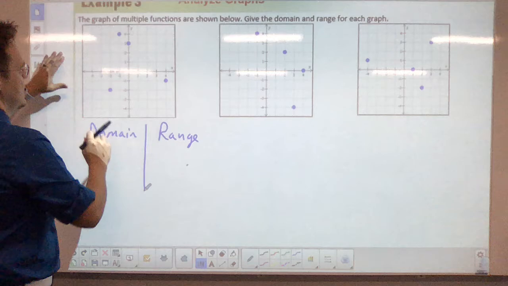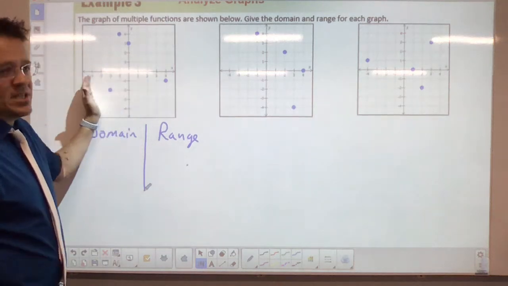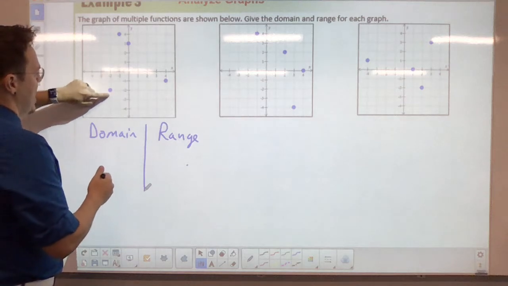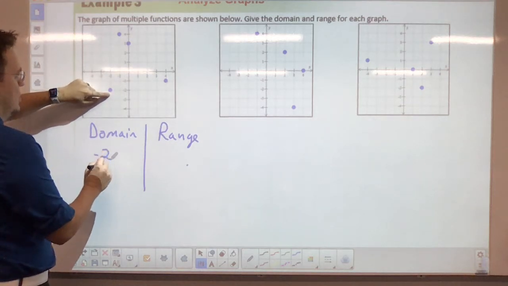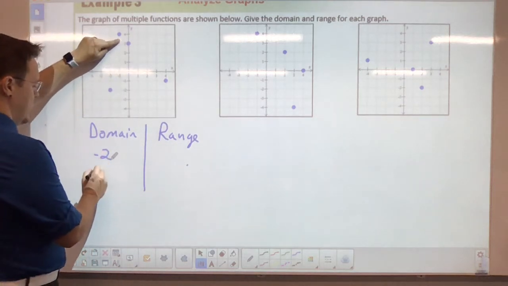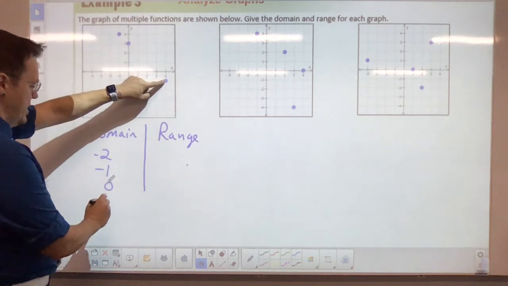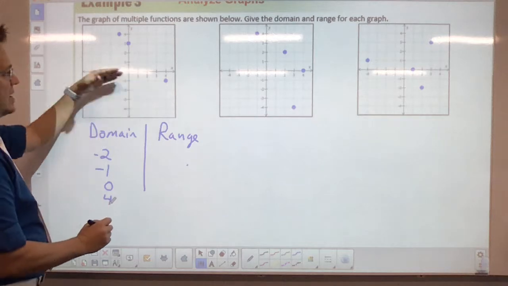Domain is the X values. So as I'm going from left to right, I just want you to write down the X values, right? So if I'm going here, I know I have a point at -2. And then I keep going, I have another point at -1, I have a point at 0, and I have a point at 4. That's the domain going left to right.